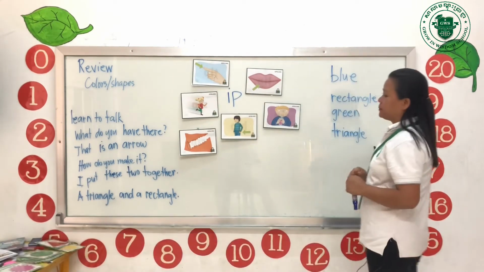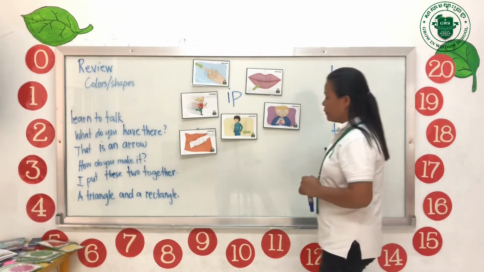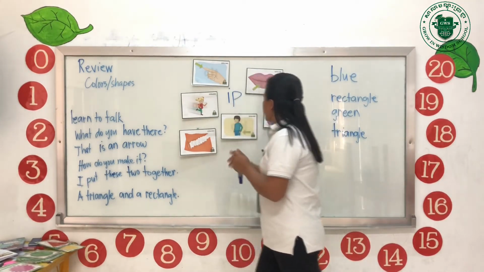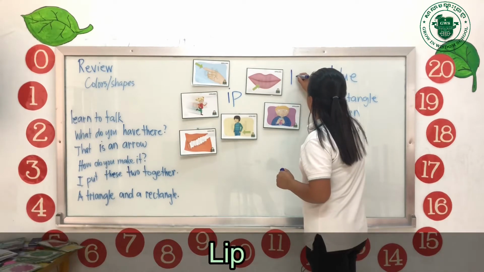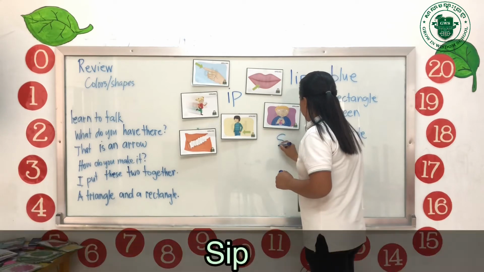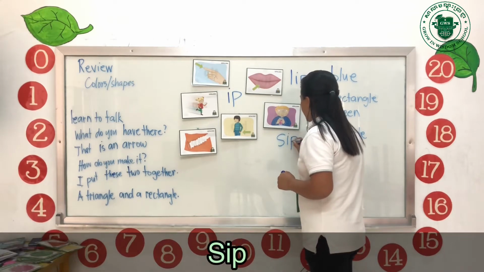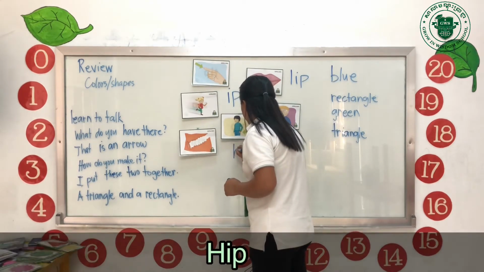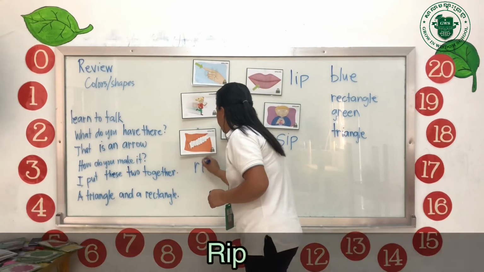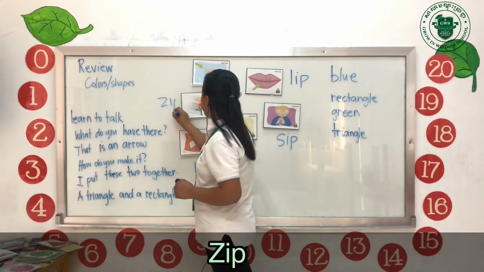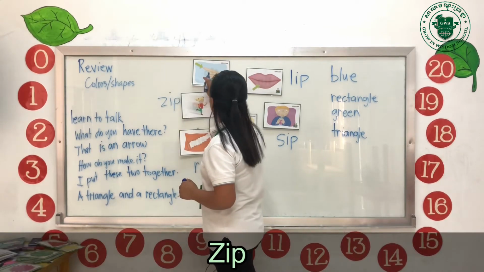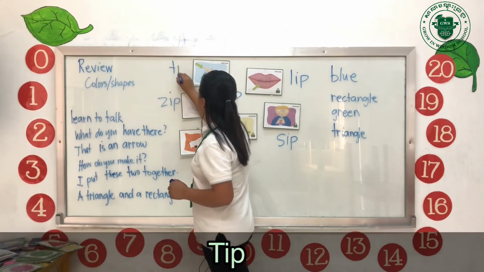Okay, good. Now, this is lip. This is zip. This is hip. This is rip. This is zip. And this is tip.